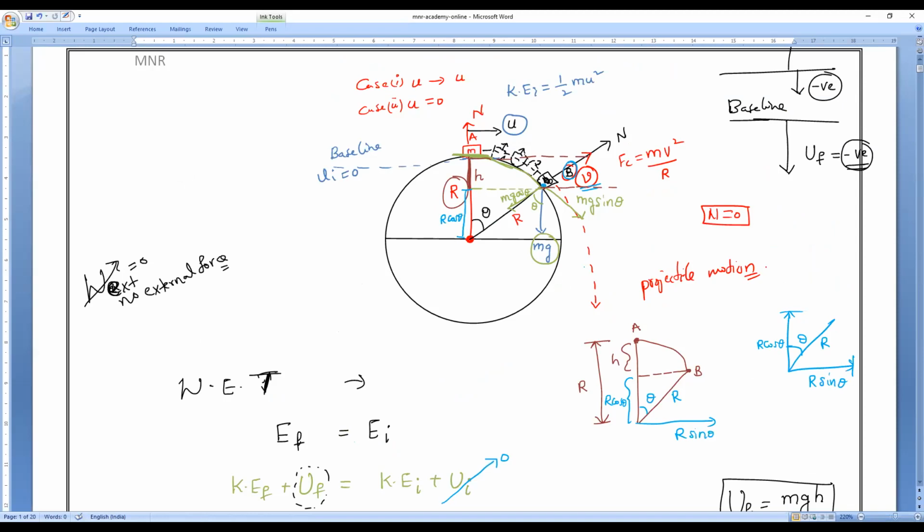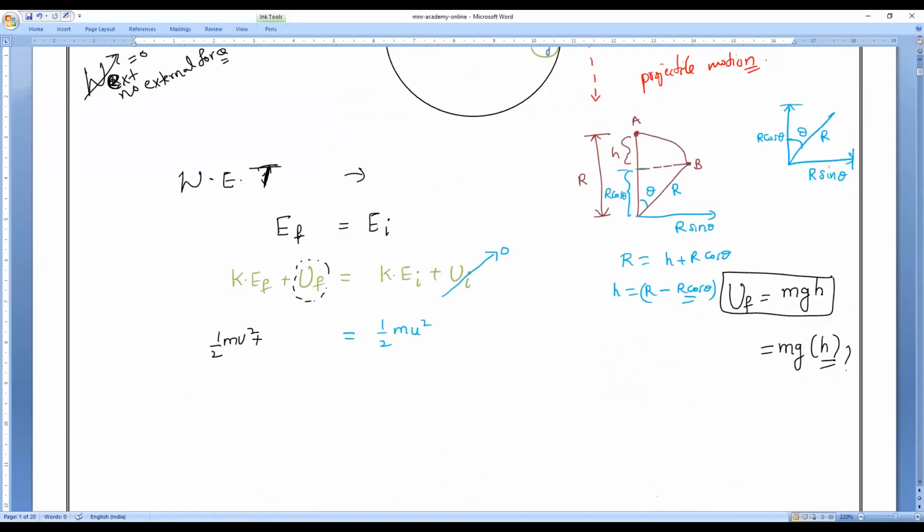Brothers, understand? Today are you clear now? Yes, sir. So R cos theta. Now the total height is R and this height is R cos theta. Then I want H, so R equals H plus R cos theta. Now H equals R minus R cos theta. Will you all agree with me? Everybody clear? Yes, sir.